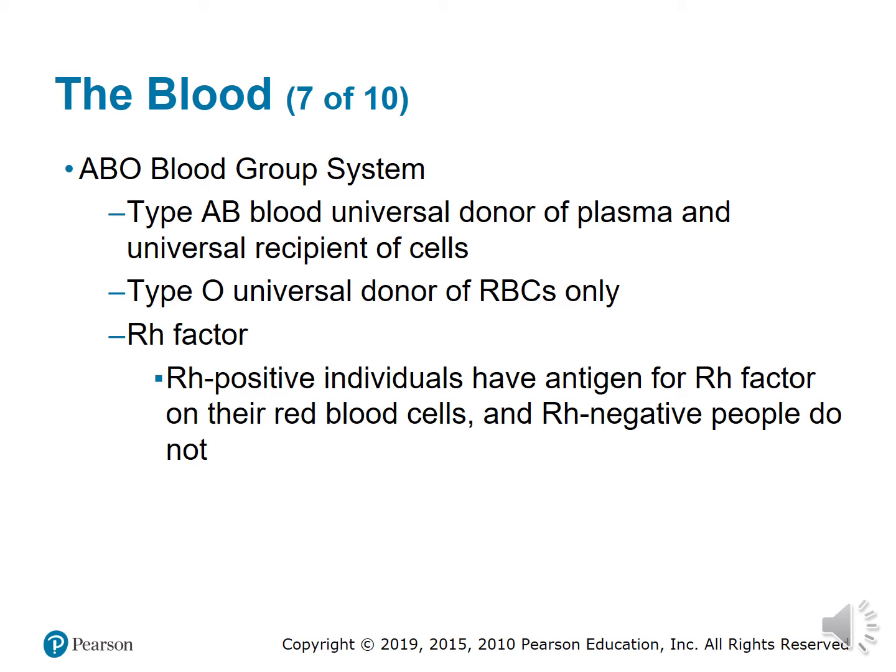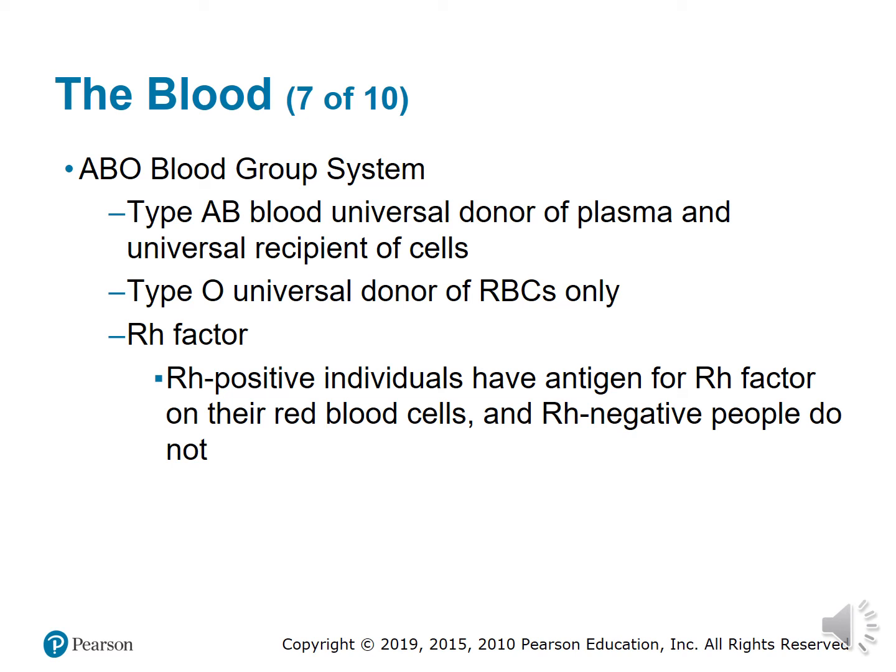Right? So those with AB blood can do a great service for a lot of people, because a lot of people can benefit from their blood and plasma. Type O is the universal donor of RBCs only. I am type O, so a lot of people can benefit from my blood.